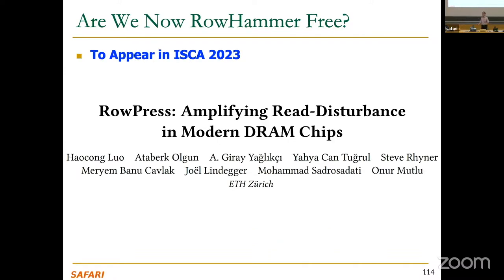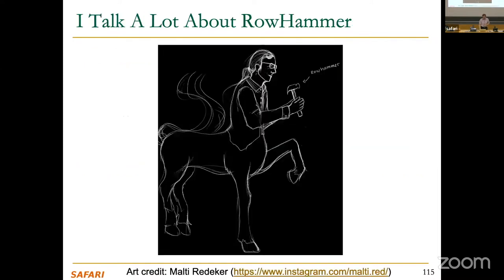So are we now RowHammer free? Let's see. There's more coming up, as you can see. We're going to present this work at ISCA. I believe there's even more that's going to come up. I think it's not going to be easy to get rid of some of these issues, and it's going to be harder and harder to actually prevent these bit flips in a fundamental way. I cannot reveal the paper right now, but after ISCA, talk to me.